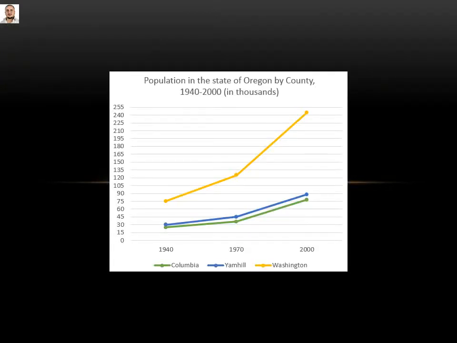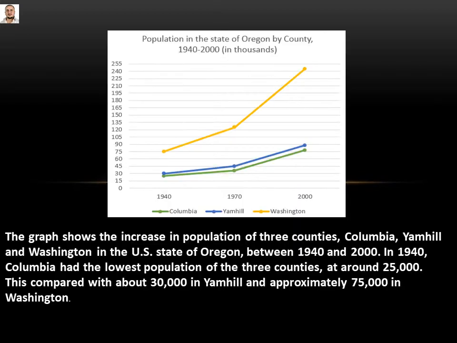This is the graph. Please, I want you to have a look and focus on it. It talks about the population in the state of Oregon by county, 1940 to 2000, in thousands. The yellow is about Washington, the blue is about Yamhill, and the green is about Columbia. Okay, let's come to the first paragraph.